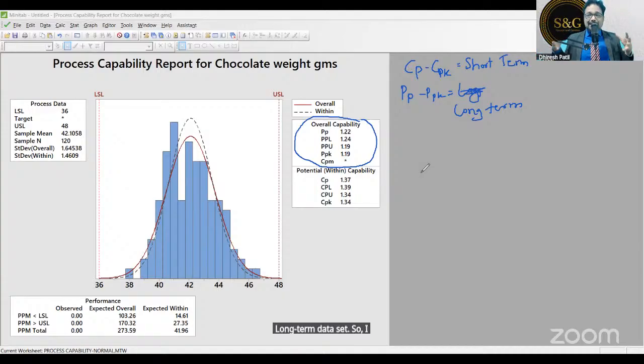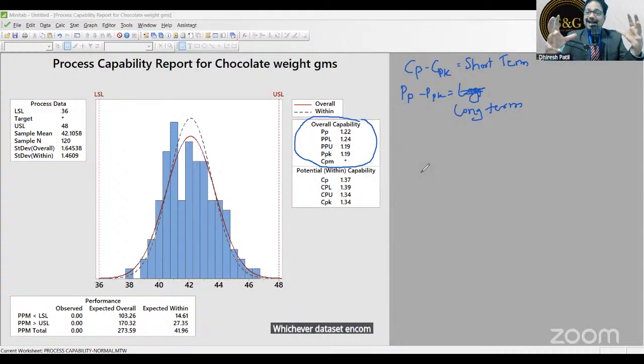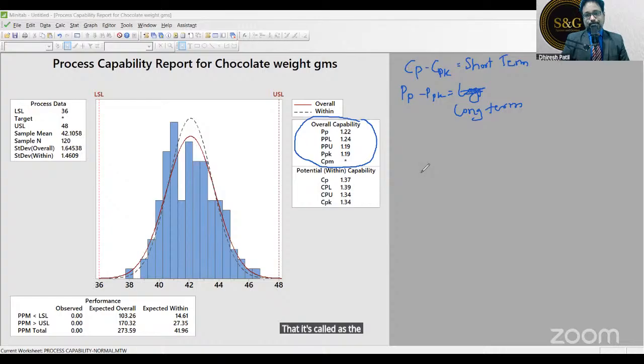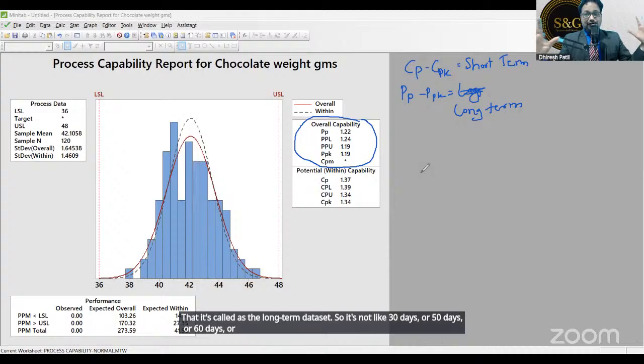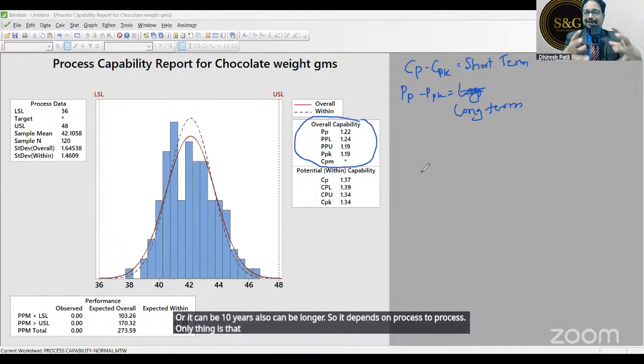So I will pick up 1 year of data and calculate a process capability that will become the long-term one. Whichever data set encompasses my highest and lowest values, all the peaks and the valleys, is called the long-term data set. Clear, right? So it's not like 30 days or 60 days or 2 months or 5 months is long-term. It can be 1 week, or it can be 10 years. It depends on process to process. The only thing is that it should encompass all those highs and lows.